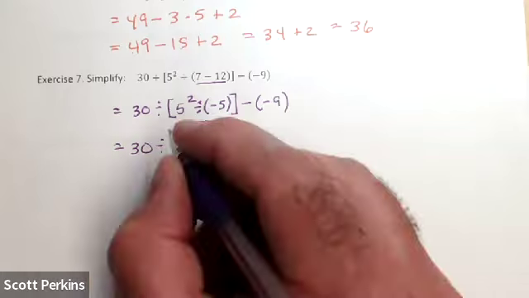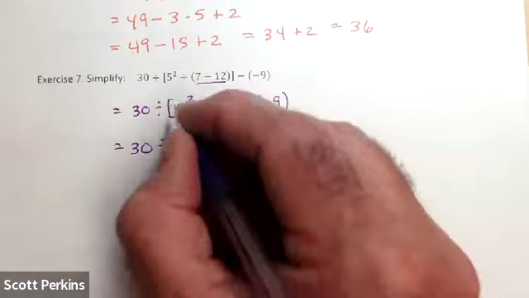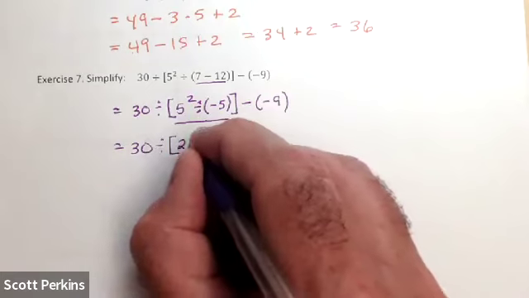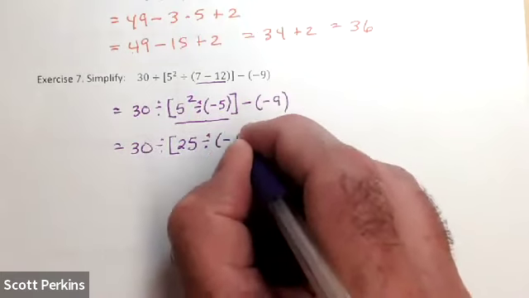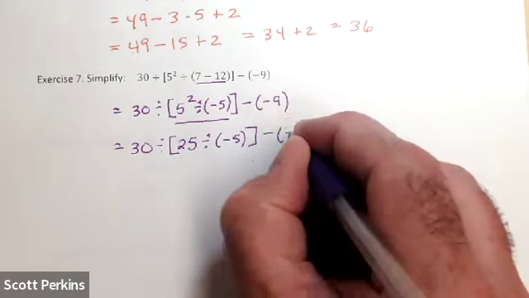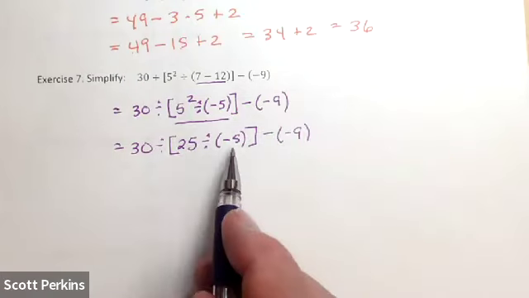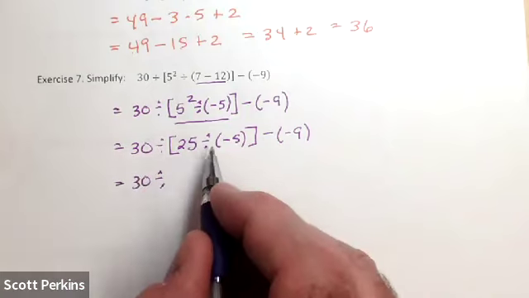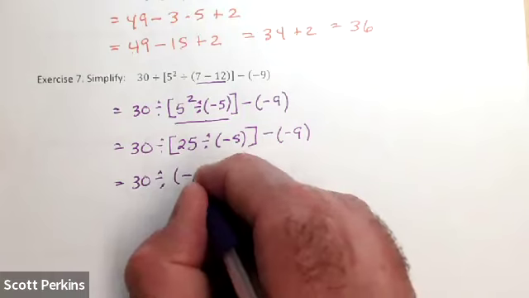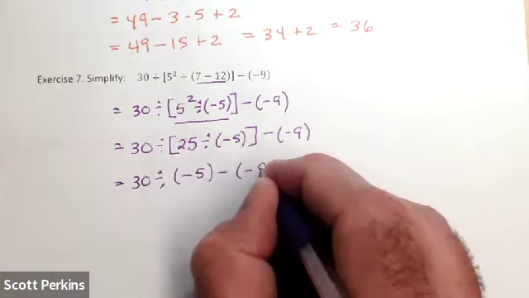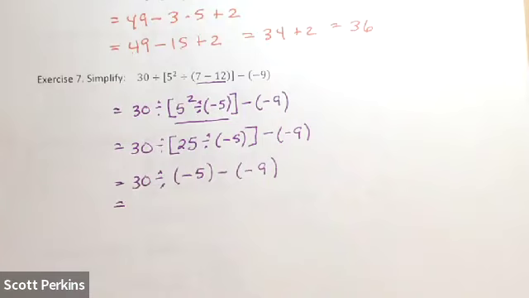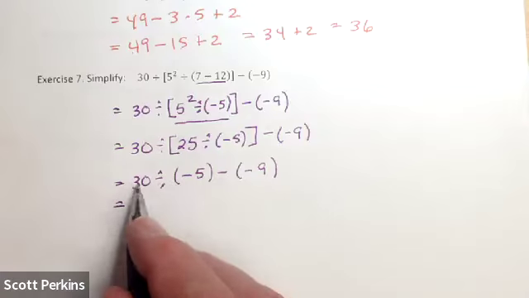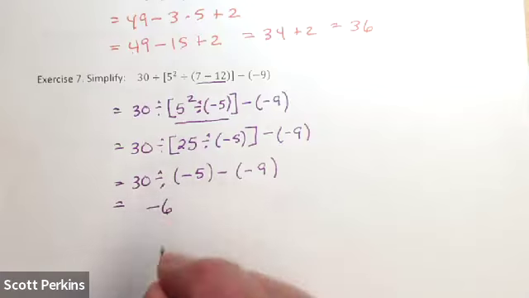And the order of operations tells me I'm going to do my exponent first. So 5 squared, 5 times 5 is 25. I still have something else to do in this bracket. So we'll do it. 25 divided by negative 5 is negative 5. I've done my parentheses. I've done my exponents. Now I've got to do my multiplying and dividing. So I have division. 30 divided by negative 5, that is negative 6.